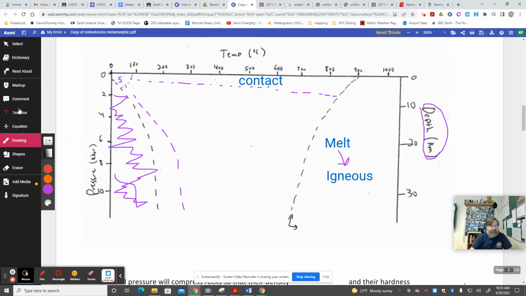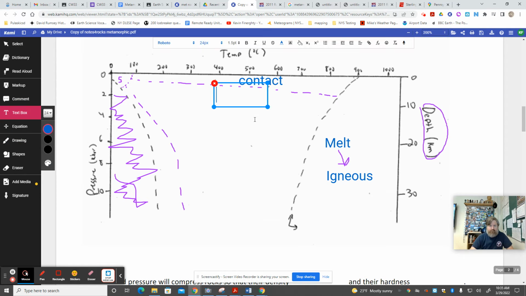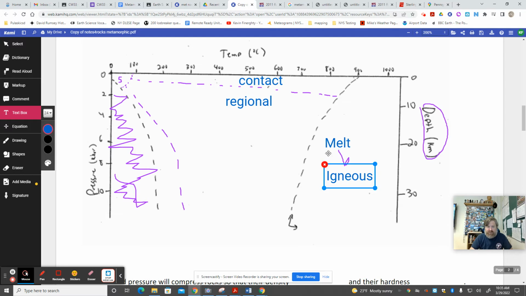The rest of this region is where you form regional metamorphic rocks. Again, it's not a physical area, it's a set of conditions. At these depths, which means these pressures, and at these temperatures, you'll start to form different metamorphic rocks.